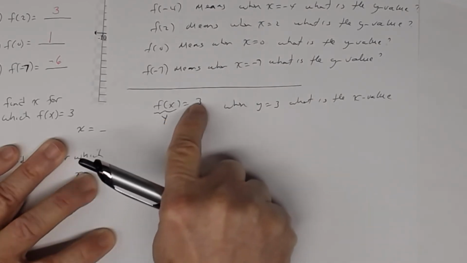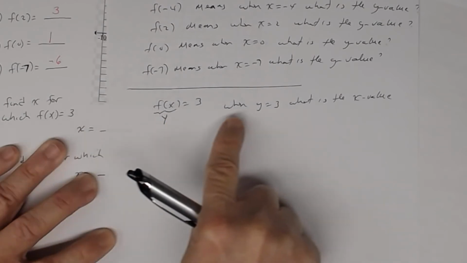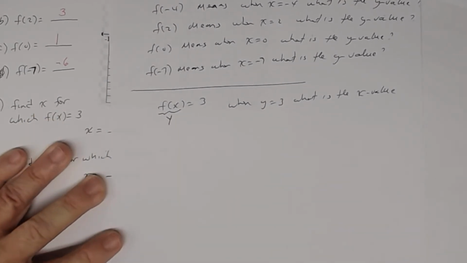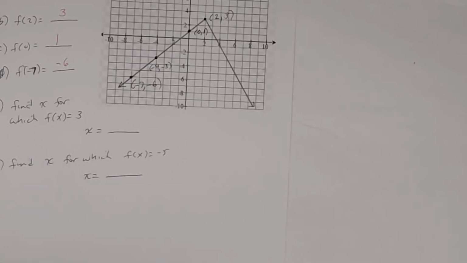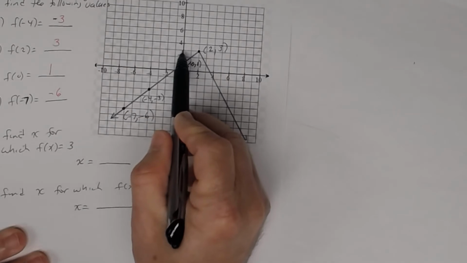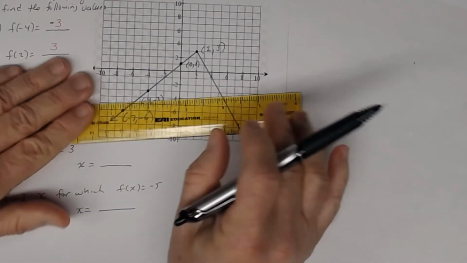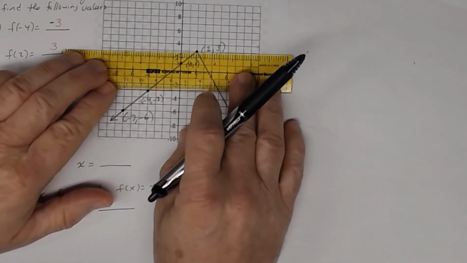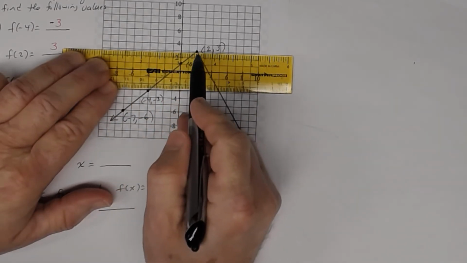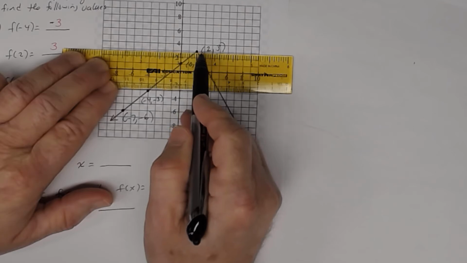So y is 3, right? So when y is 3, what is the x value? That's what you're just looking for. So now you're told y is 3, so now we have to look on the y-axis. So on the y-axis, y is 3 here. Y'all agree? And so this time I'm going to put my ruler horizontally here. So y is 3, and we already have that point denoted. So when y is 3, what is my x value?